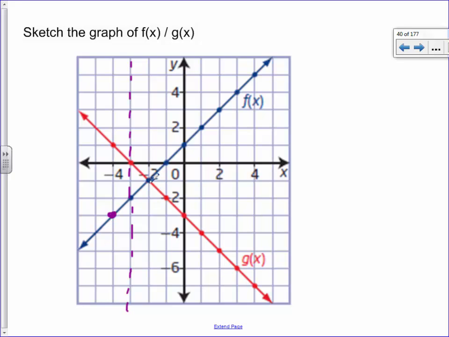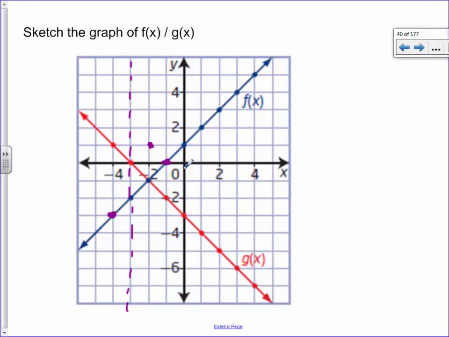-1 divided by -1? 1. Yeah. We're going to do blue divided by red. So 0 divided by -2. 0 divided by anything is 0. What's next here? Blue divided by red. 1 divided by -3. Negative a third, I guess, right?